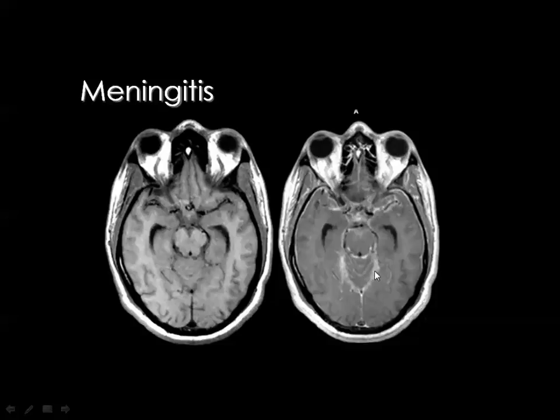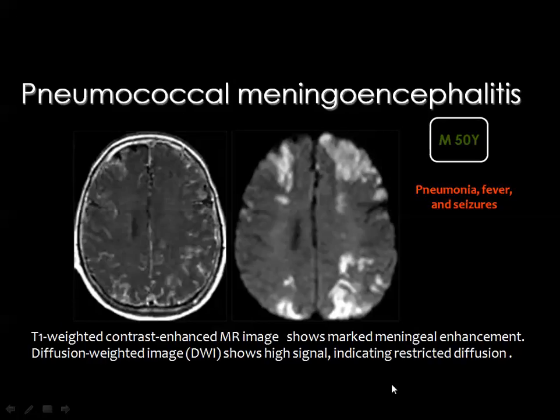This fine linear enhancement is also along the tentorial leaflets and within the circummesencephalic cistern around the brainstem, in the suprasellar area, as well as in the sylvian cisterns and also along the surface of the brain. This is diagnostic of meningitis. And you can see that the temporal horns of the lateral ventricles are relatively distended, denoting the presence of hydrocephalic changes.